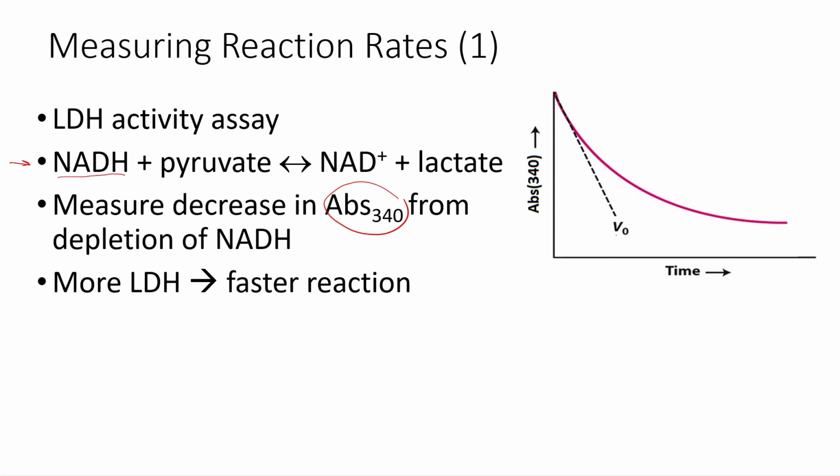As LDH is the enzyme that catalyzes this reaction, the more LDH that you have, the faster the reaction is going to progress. We also talked about how during the activity assay, we can use the slope of this line at the very beginning of the curve, as the reaction is beginning and NADH is depleting, which tells us more about the initial rate of that reaction.